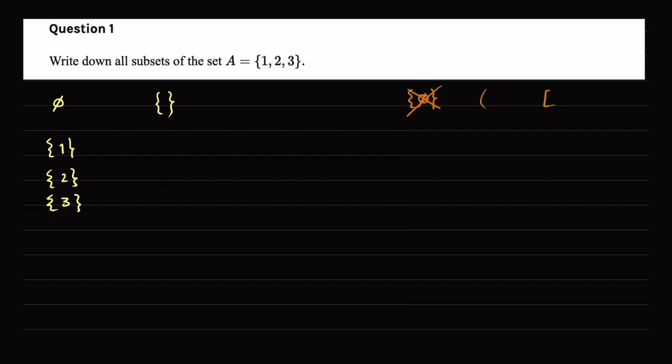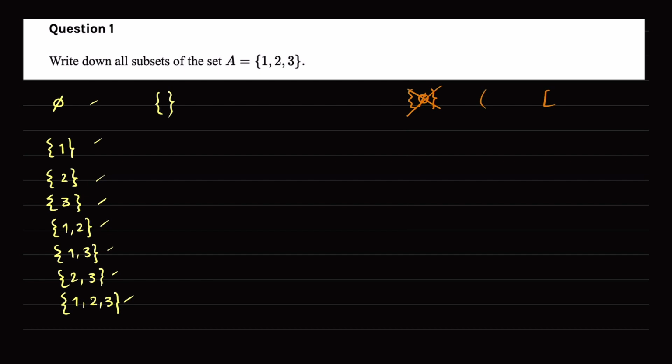Then I will consider two element subsets. So {1, 2}. Another one is {1, 3}. Another one is {2, 3}. And finally, I consider all three element subsets. But of course, I have only one of them, which is the set itself. So 1, 2, 3, 4, 5, 6, 7, 8 subsets.